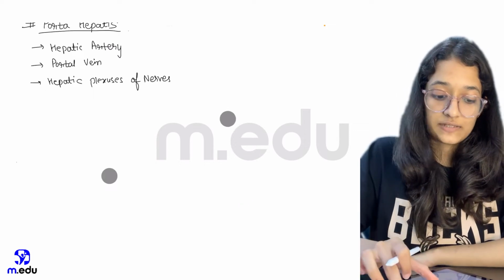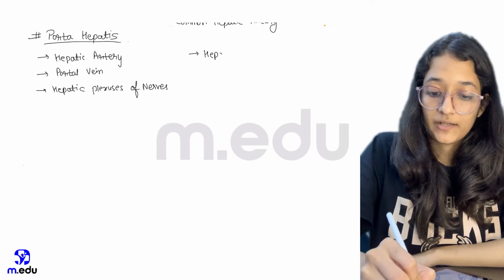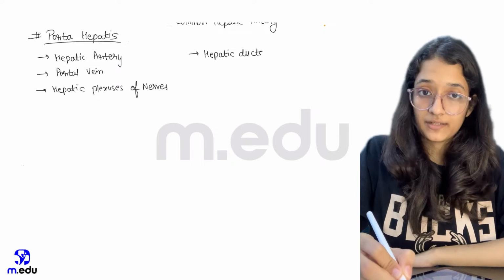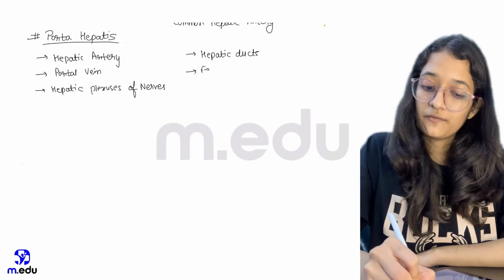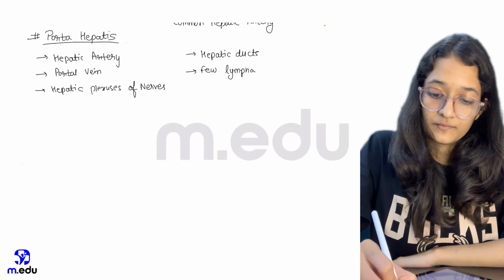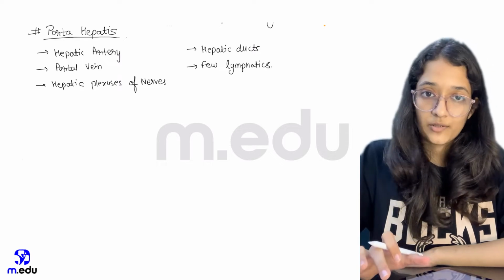And what structures leave it? These are the hepatic ducts, the right and left hepatic ducts, and a few lymphatics. So this was a short note about the porta hepatis.